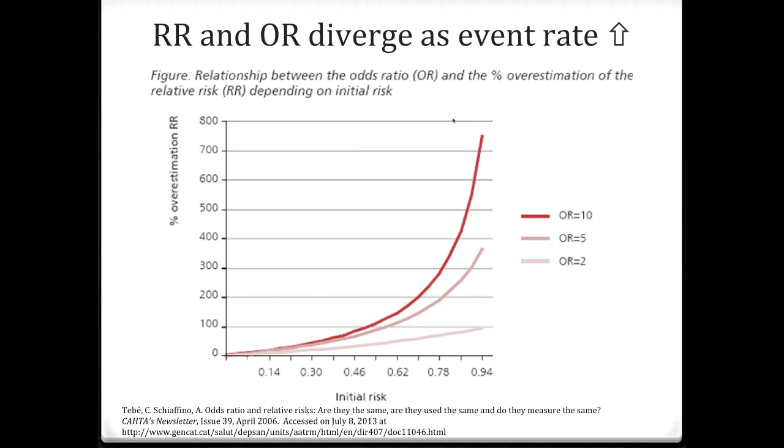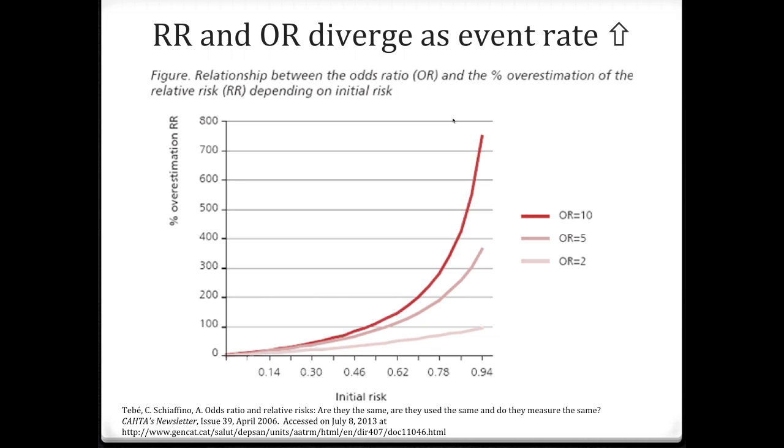As you can see from this graph, as the baseline risk or baseline event rate increases, and with higher odds ratios, the relative risk is no longer approximated by the odds ratio. At low baseline risk, the odds ratio barely overestimates the relative risk at all. But by the time you get to a baseline risk of 50%, the odds ratio overestimates the relative risk by 100%. The rule of thumb is that the odds ratio is approximately the same as the risk ratio when the baseline risk is less than 5 to 10%.